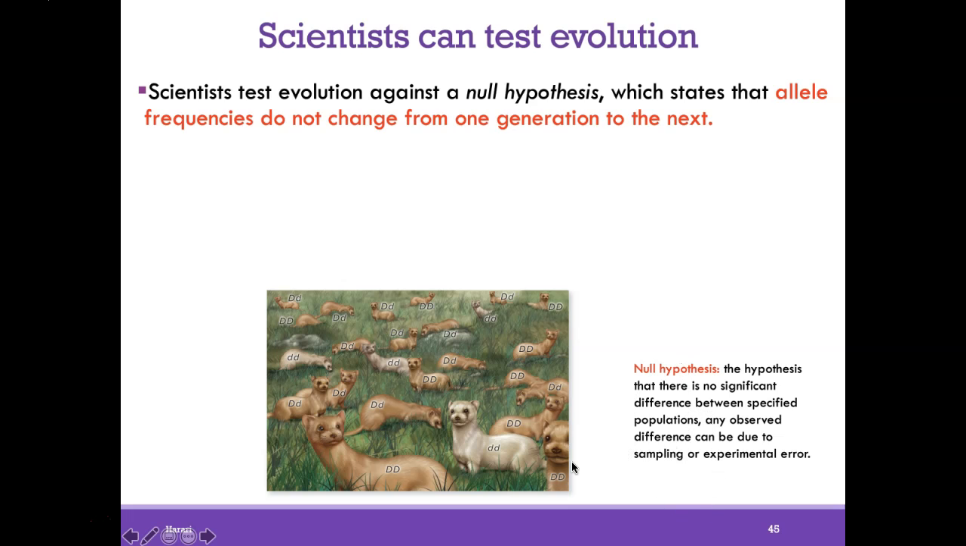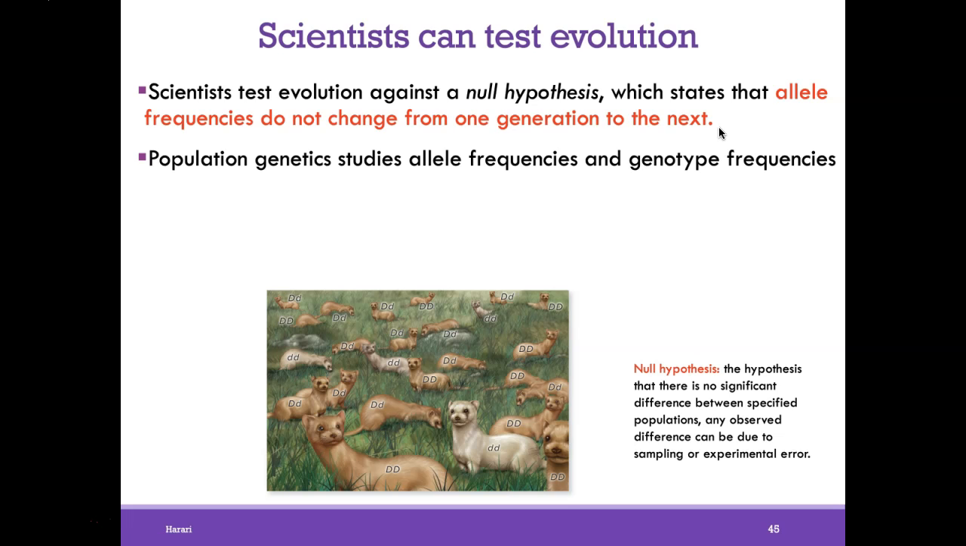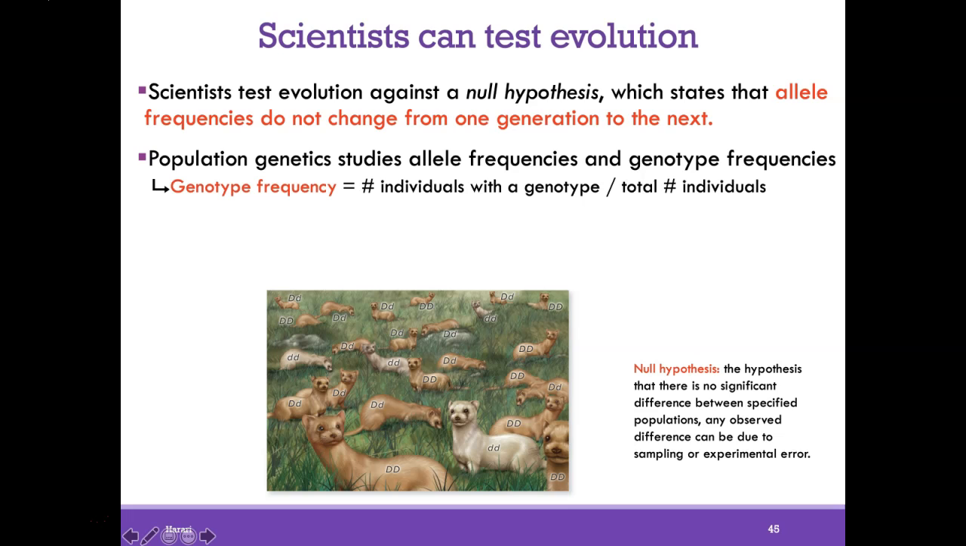But scientists can test evolution against a null hypothesis that states that allele frequencies do not change from one generation to the next. So we can see if we can reject this null hypothesis and see that allele frequencies really do change from one generation to the next. So population genetics studies allele frequencies and genotype frequencies in a population and looks at how they change over time. So the genotype frequency could be calculated by taking the number of individuals with a certain genotype and dividing it by the total number of individuals.